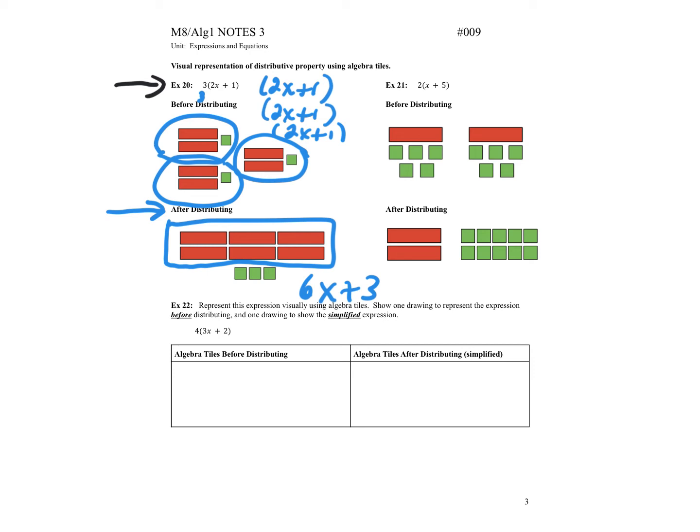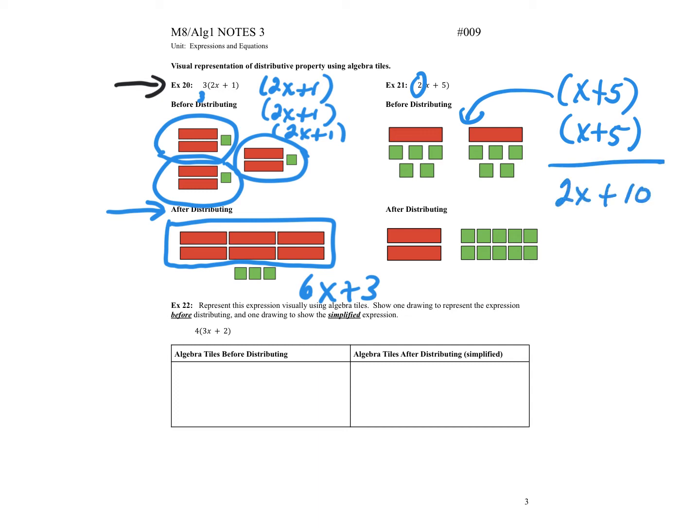So same thing here, right? This is 2 times that. It's 2 groups of x plus 5. That's how it looks right here. And then when we combine like terms, you could literally add x plus x is 2x, and 5 plus 5 is 10. It's right here.